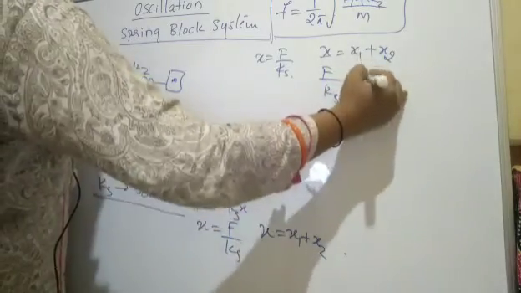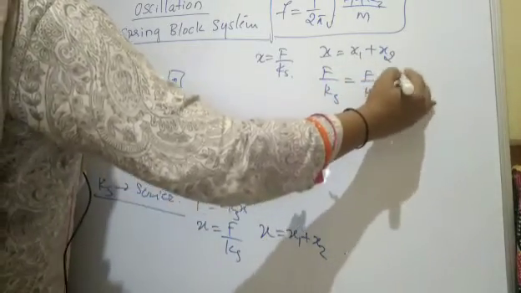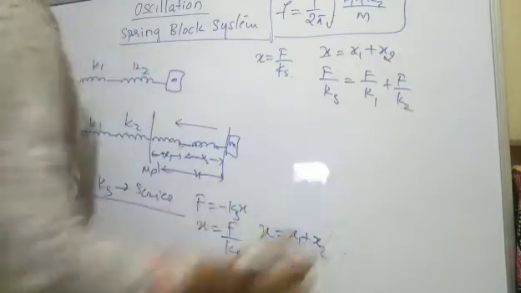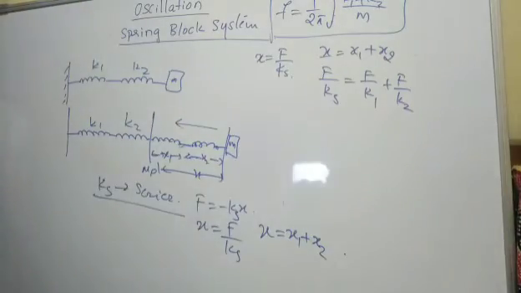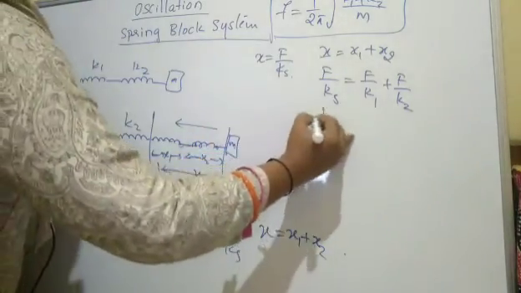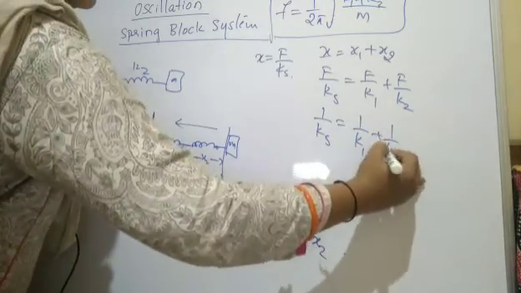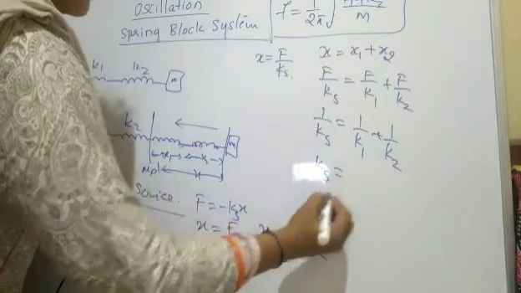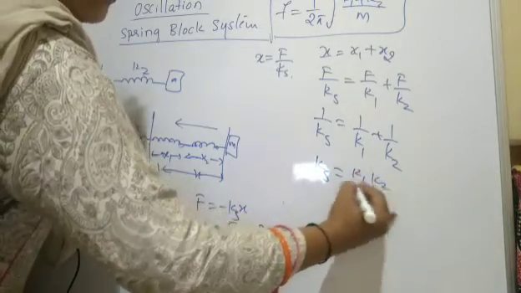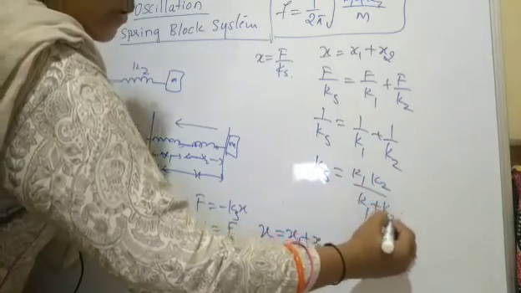x1 is F by k1, x2 is F by k2. We can write this since the same force is experienced. So 1 by k_s is equal to 1 by k1 plus 1 by k2. So we can write k_s is equal to k1 k2 by (k1 plus k2).